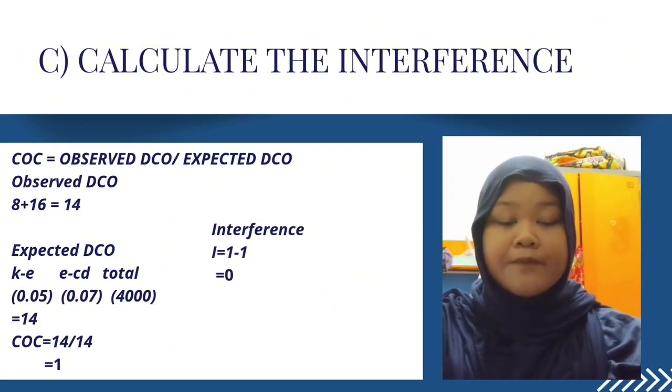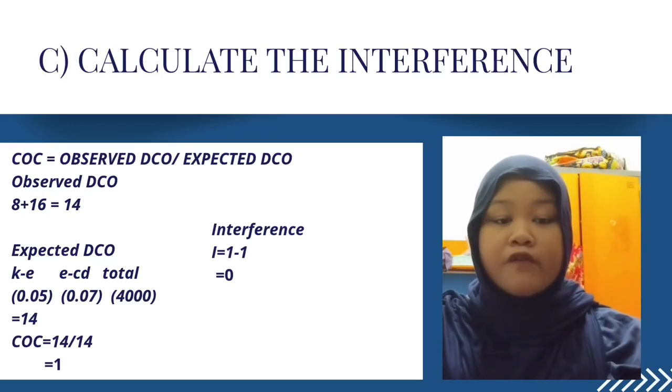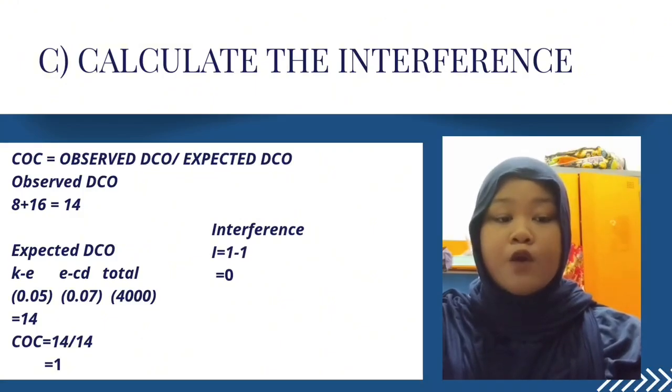For step 3, we have to calculate the coefficient of coincidence. Coefficient of coincidence equals 14 divided by 14, and the result equals 1. Step 4, calculate interference. Interference equals 1 minus 1. The final value equals 0. This means when the interference is 0, there is no interference at all. This means one crossover does not reduce or block another crossover.